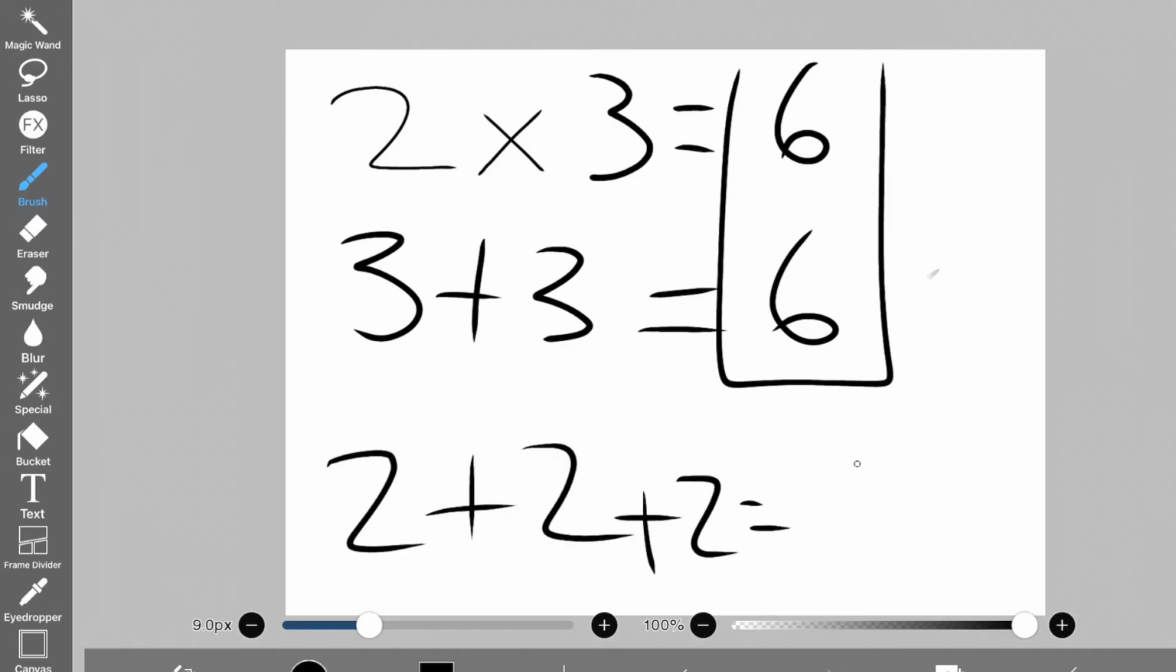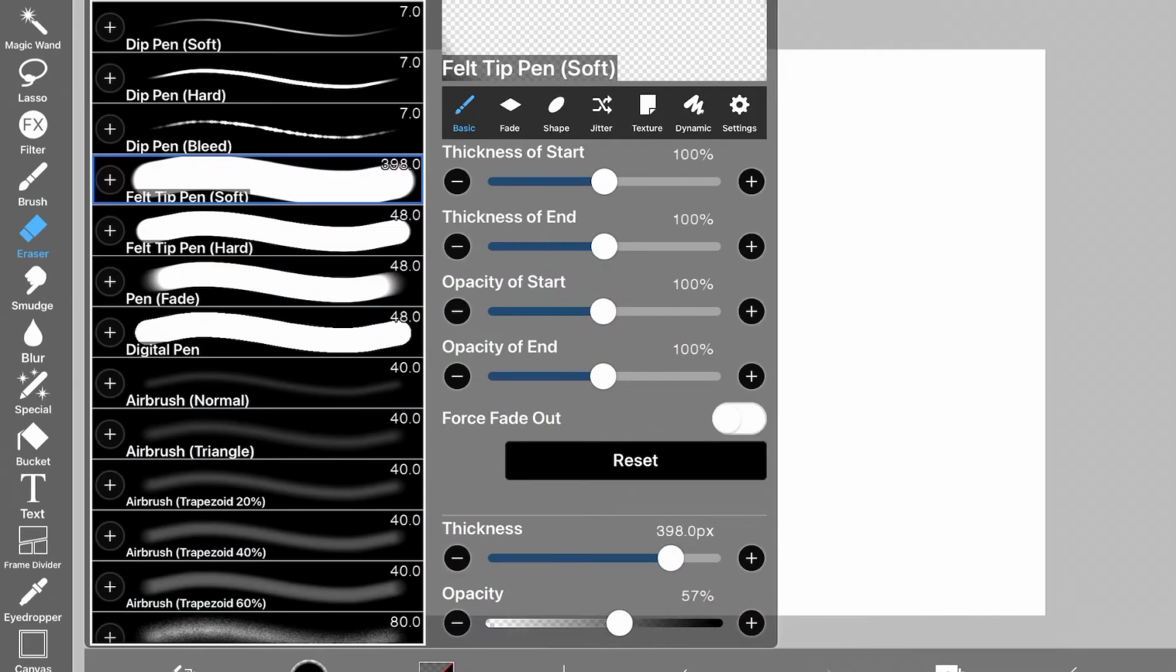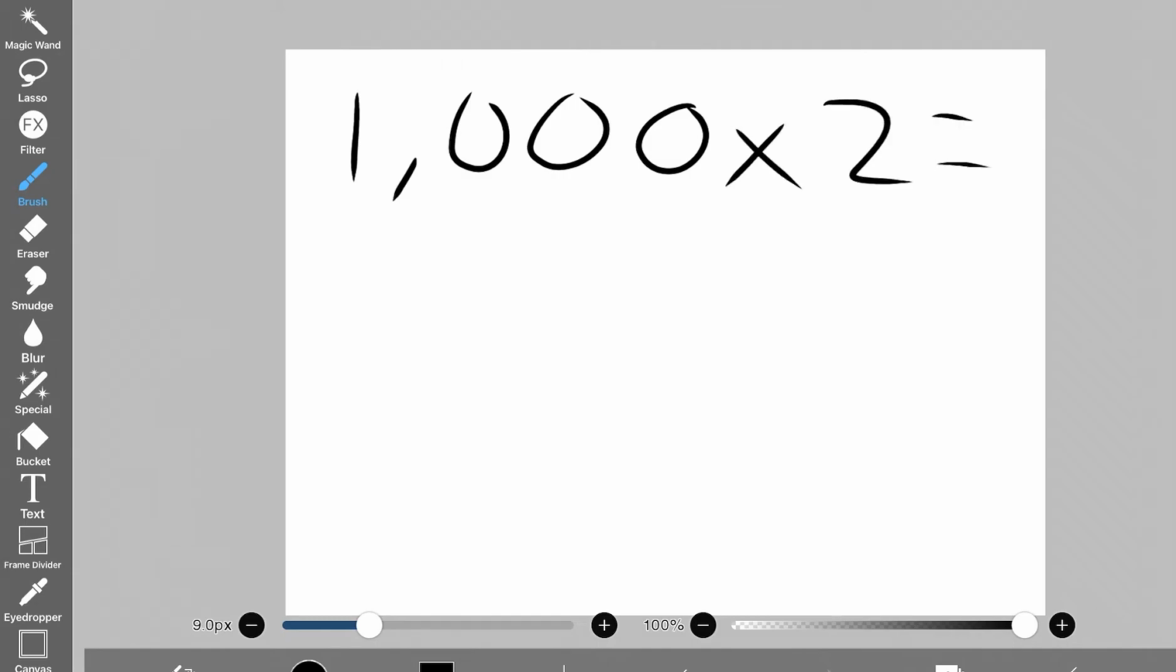So yeah, that's multiplying by 2. We're just going to be doubling the number. So if we do 1,000 times 2, the answer would be 2,000.